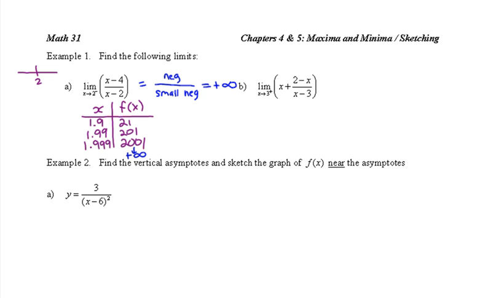Because I'm plugging in 1.999, 1.999 minus 4 will be a negative. Yeah, and that's because it's on the left.